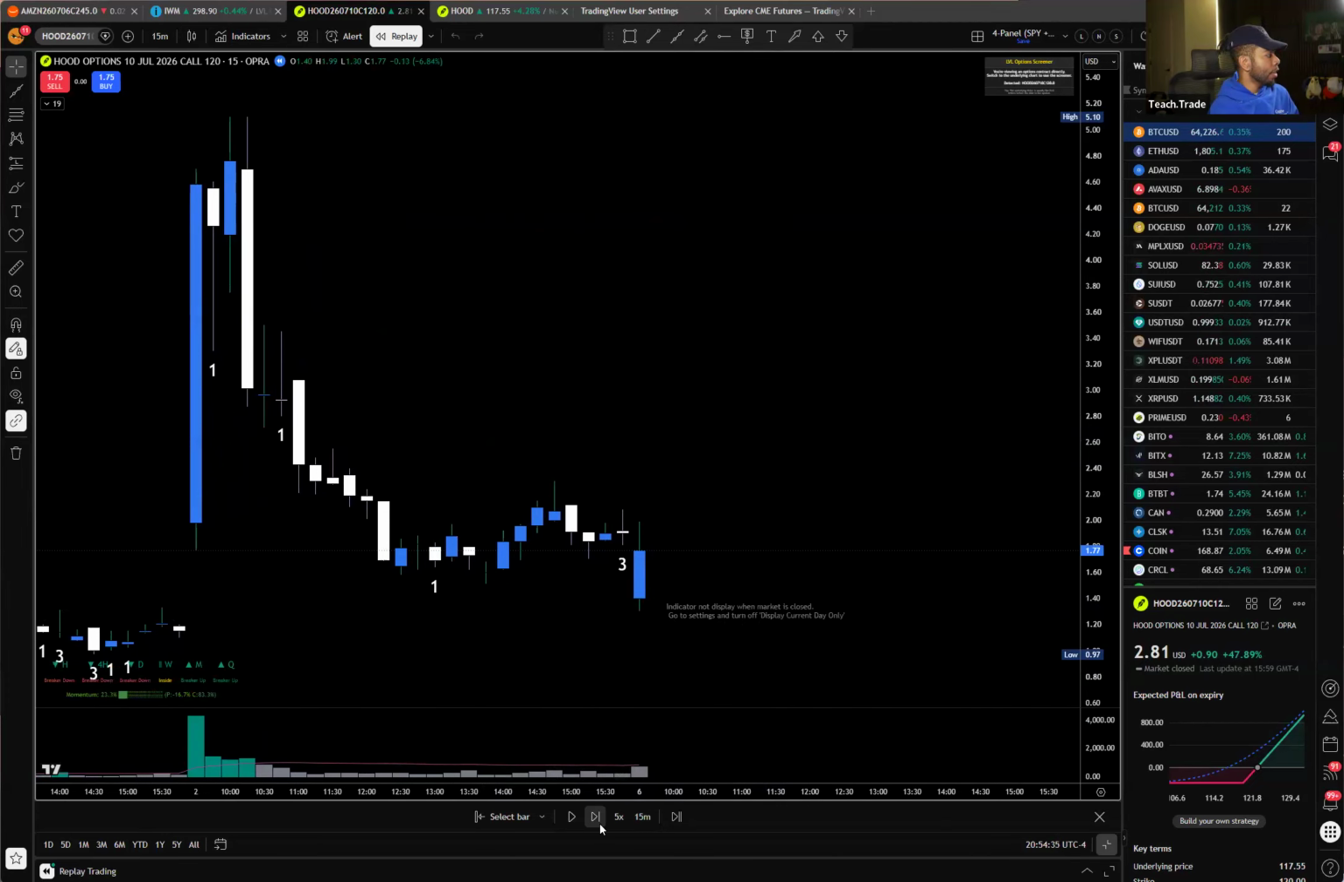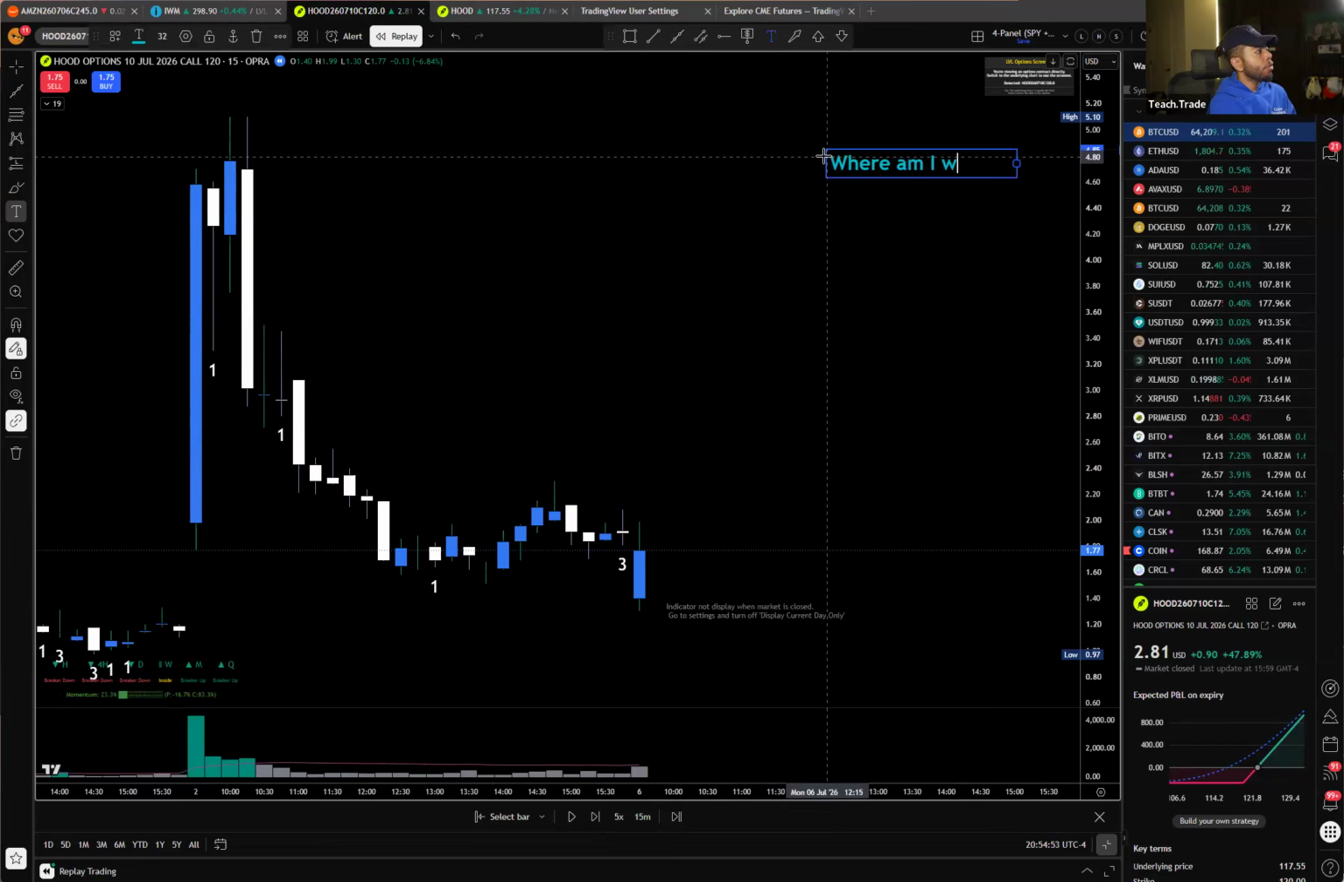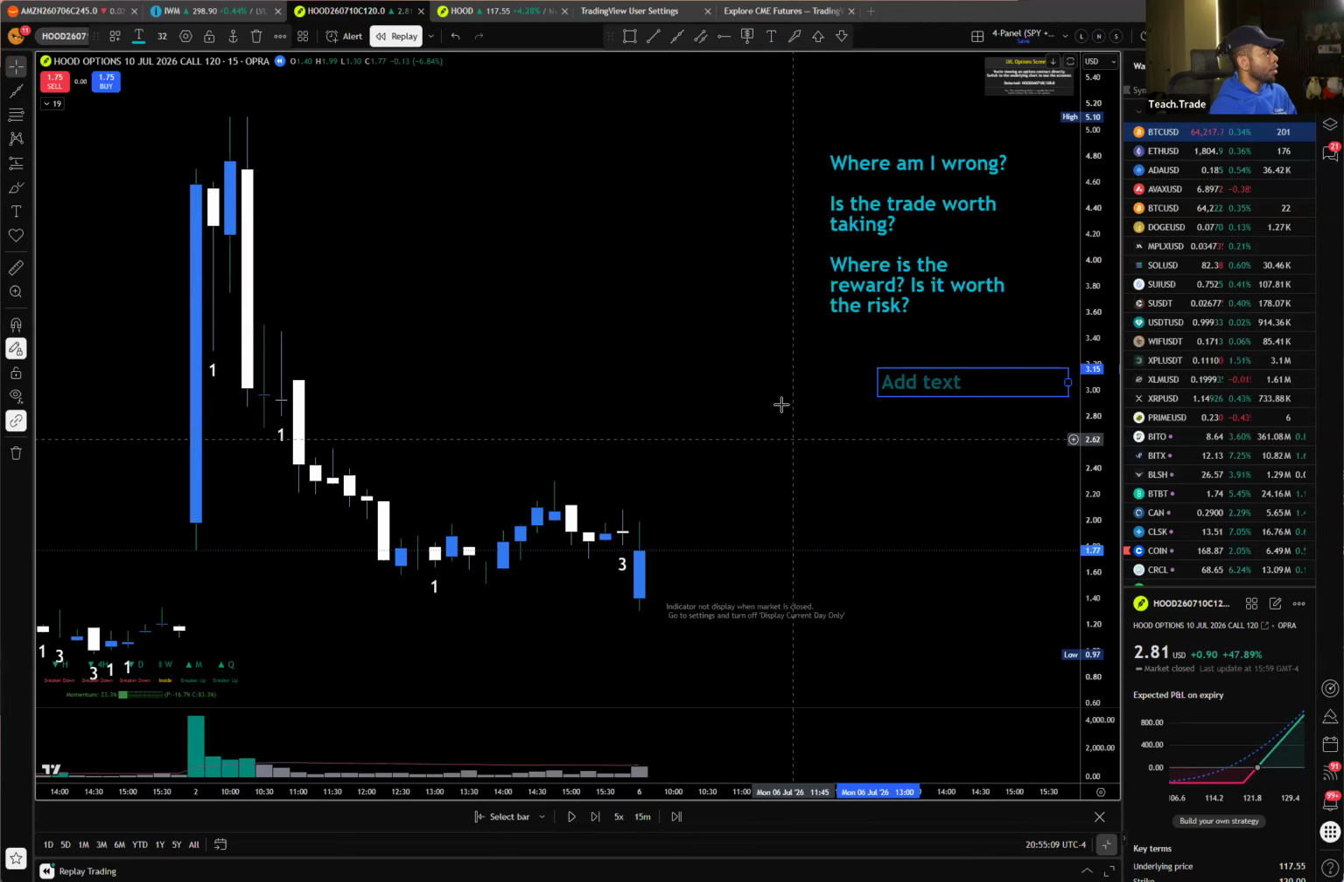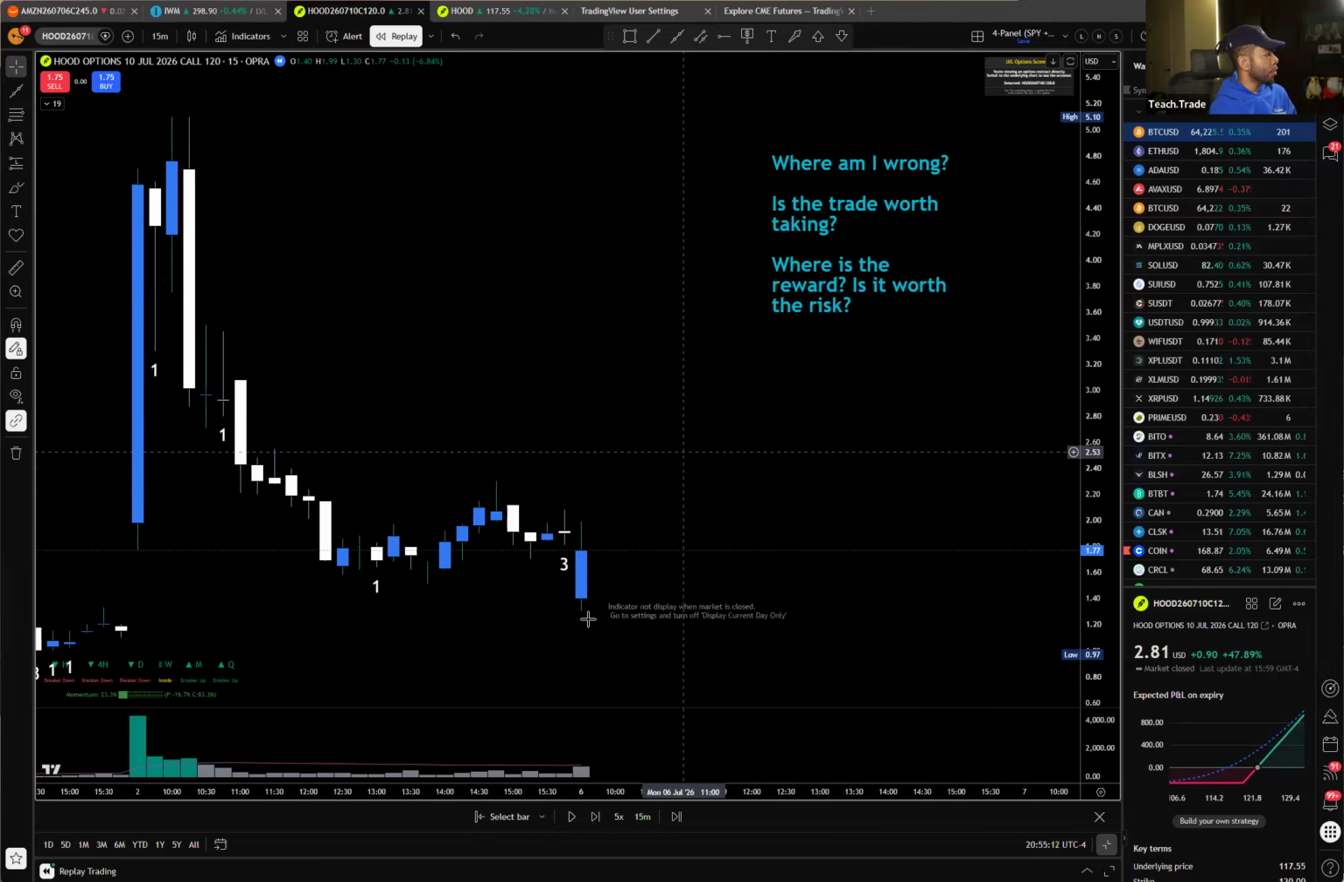So Robinhood went up, right? What we can look at on Robinhood is we want to first think about where am I wrong, right? The three decisions again. Let me write these down for you guys. Where am I wrong? Is the trade worth taking? And then where is the reward? Is it worth the risk? So we keep these in mind as we're walking through this trade here. So first, where am I wrong?